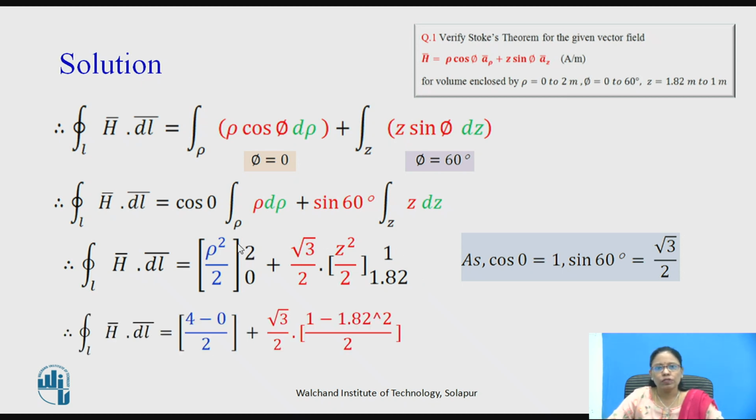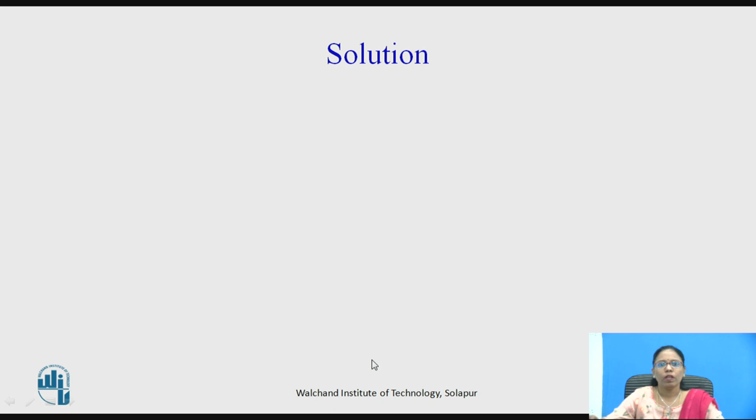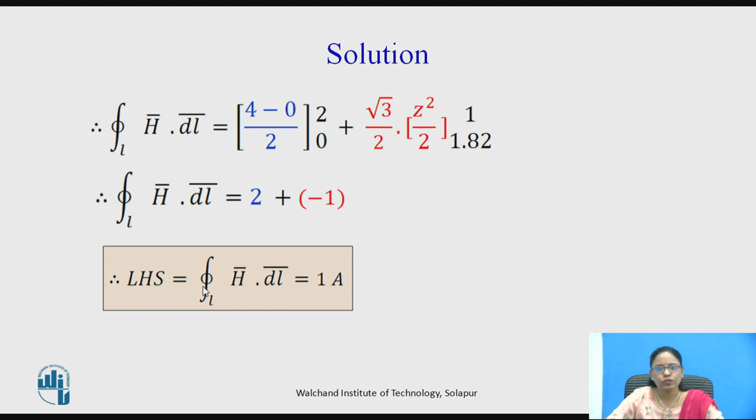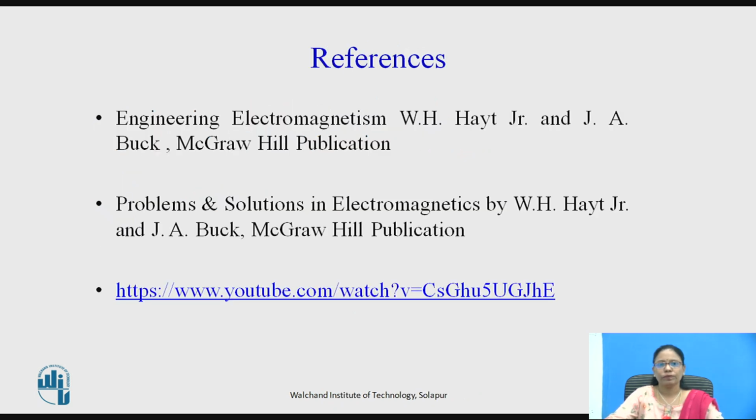So when I put the values, it is 2 square, which is 4, minus 0, divided by 2; here root 3 by 2 as it is, and here it is 1 minus 1.82 square divided by 2. If I calculate the values, the first term results in 2 and the second term results in minus 1. So my final answer for the LHS, which is the closed line integral of h bar dot dl bar, will be 1 ampere. So this is the answer for the left hand side of Stokes theorem, which is 1 ampere.